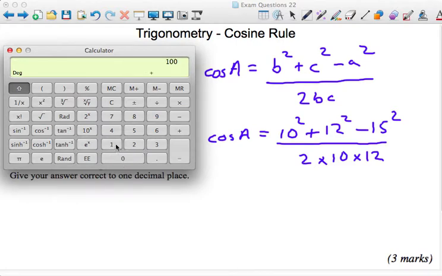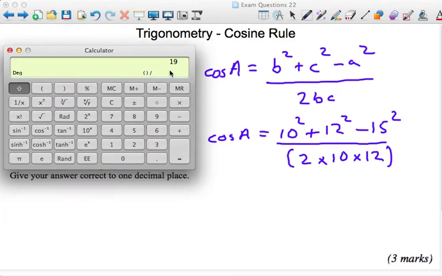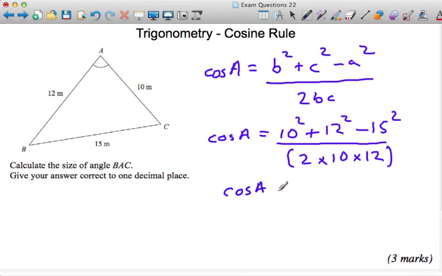10 squared plus 12 squared minus 15 squared equals, so that's the top, divided by, and I'll need to open a pair of brackets to work out the 2bc. So what I'm actually doing is thinking of it like that. So it's 2 times 10 times 12, close the brackets, equals. So cos A is 0.07916. Cos A is 0.0791, and then the 6 is continued.